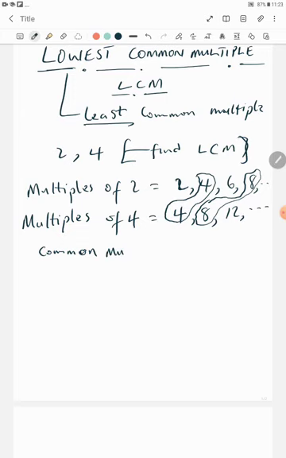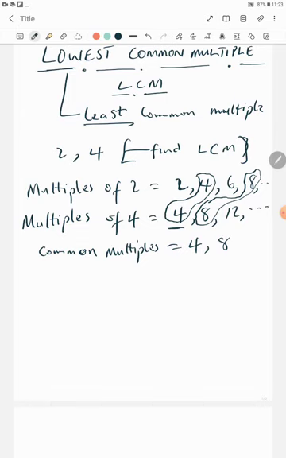The common multiples of 2 and 4 now are what? We have 4, which is common. We also can see that we have 8, which is common. If you continue like that, you also see the rest of them. If you continue with the multiples of 2, after 8 it will be 10 and then 12. 12 will still be common. But we don't need all of them. We just want to show that these are common multiples.